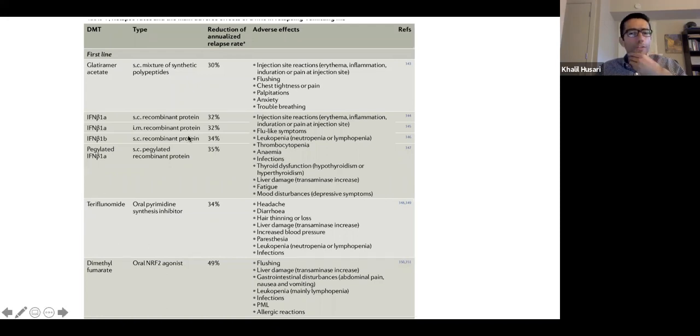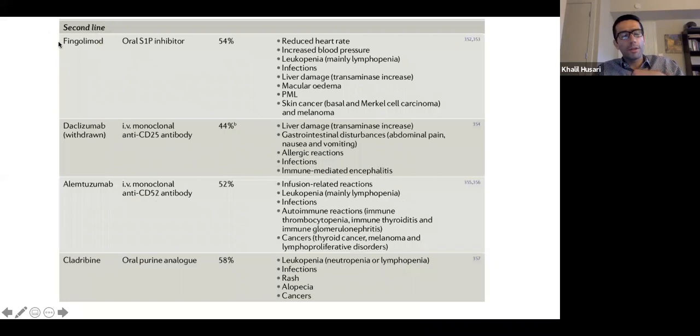Now, teriflunomide, which is Aubagio, is an oral pyrimidine inhibitor. So it's one of the oral medications, right? It's also very well tolerated. It can give you a little bit of GI side effects, some hair thinning, some leukopenia and liver damage as well. Now, Tecfidera, or dimethyl fumarate, can also give you some liver damage, and more GI side effects and flushing. Some people take aspirin with it, like a low dose baby aspirin, which will prevent these symptoms.